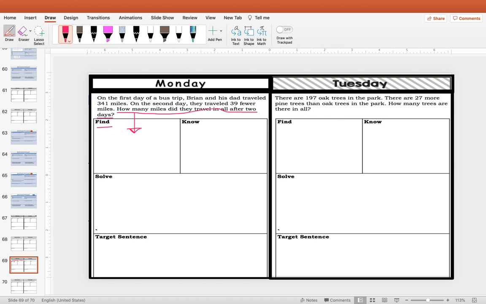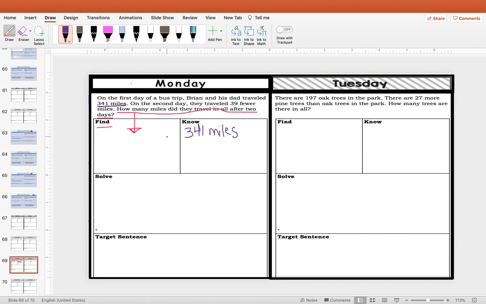I'm going to change the color. This is always going to be the number or the math words. So it says Brian and his dad traveled 341 miles. I underline what that number represents, so that when I write it here, I know what the number is there for. So 341 miles is one thing that I know.